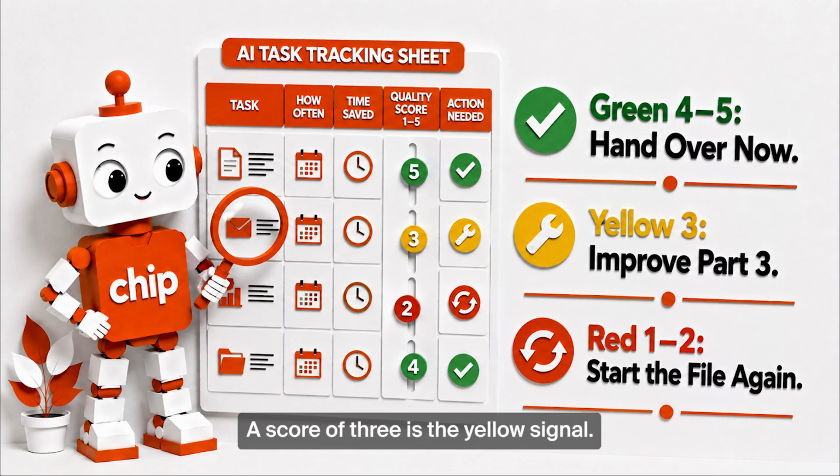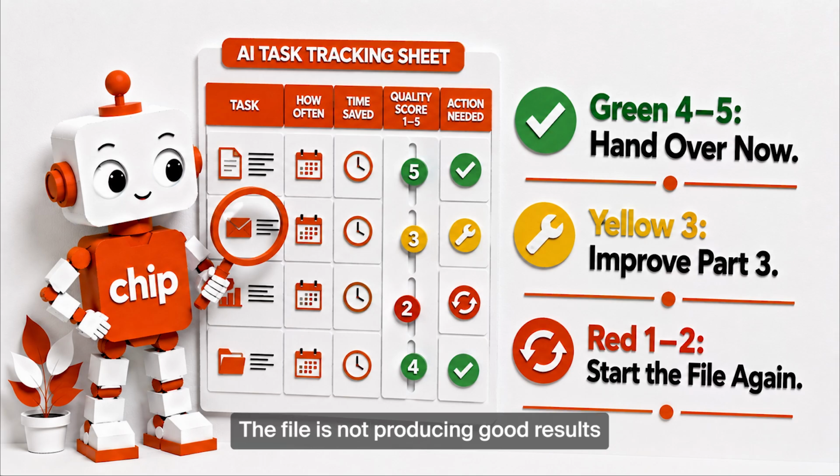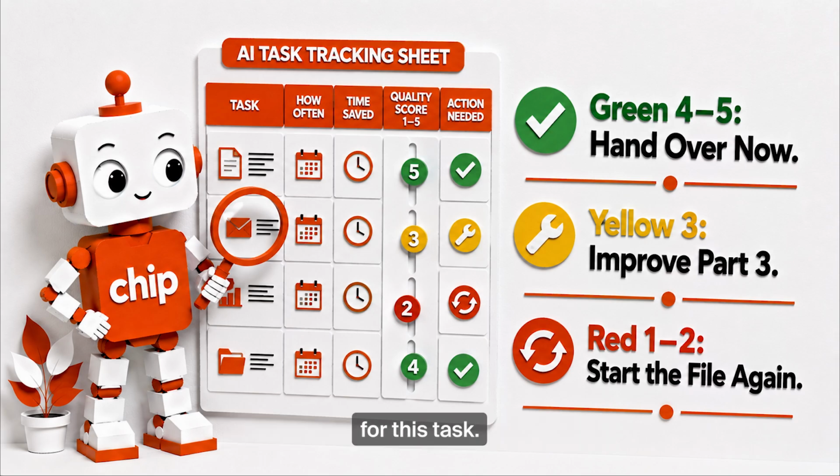A score of 3 is the yellow signal. The file works but the output could be better. Improve the instruction in part 3 and test again. A score of 1 or 2 is the red signal. The file is not producing good results for this task. Start again with more specific details in every part.